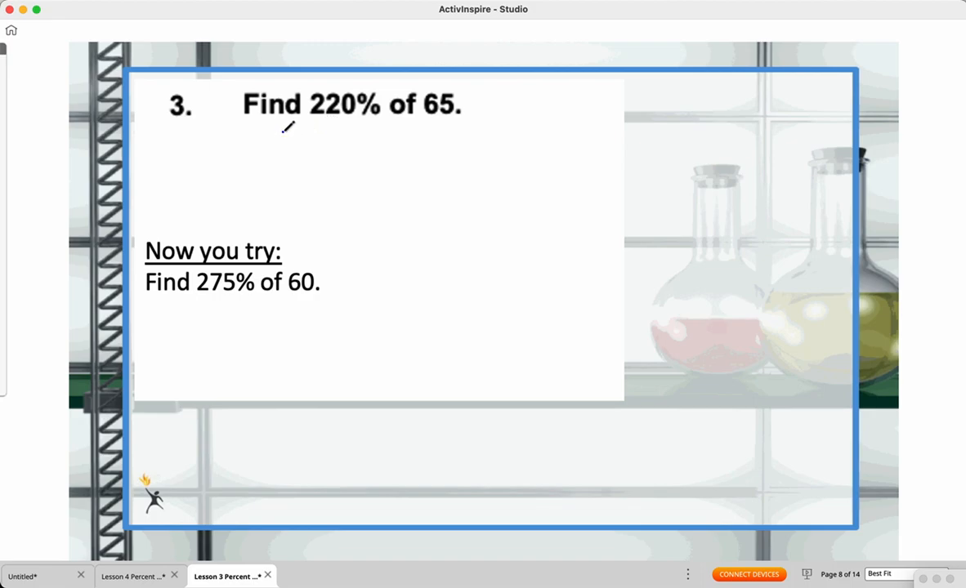Okay, so our same setup would be x over 65 equals 220 over 100. Well, one thing we can think about here for a second is if 200% is really just 2 times 65. So I could figure out 200% of 65, and that's 130. So now, instead of thinking 220, I can make my numbers a little smaller and go 20%, and I'm going to add whatever 20% is. Sorry, not 22%, 20% to that.